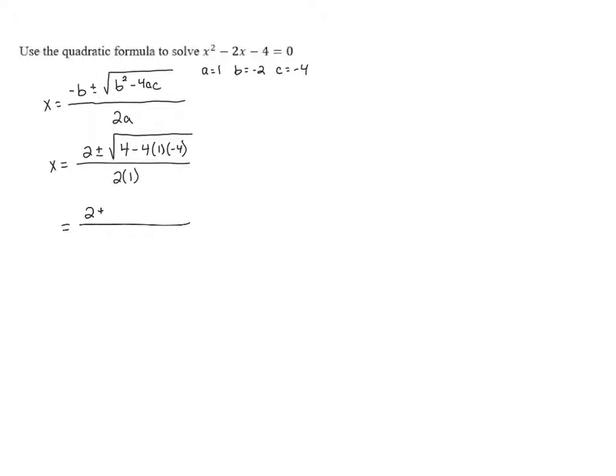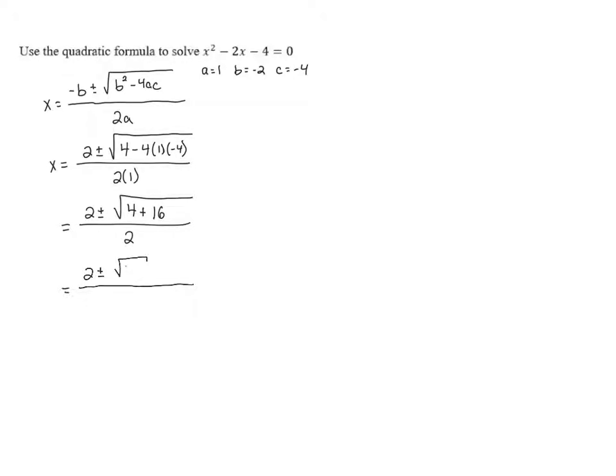So we've got 2 plus or minus the square root of 4. And then in the second term, it's going to end up being positive because we're subtracting something with a negative factor. So those negatives will cancel and turn into a plus. And 4 times 1 times 4 is 16. So we're going to have 4 plus 16 underneath that radical. In the denominator, 2 times 1 is 2.